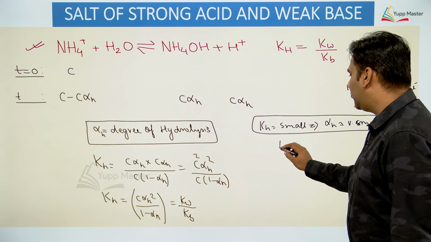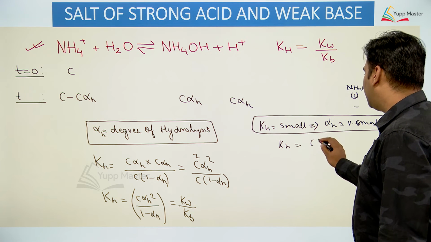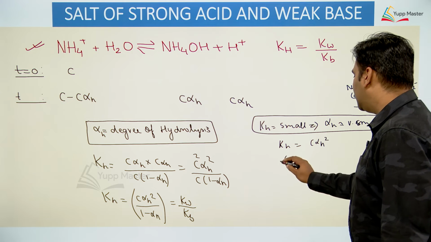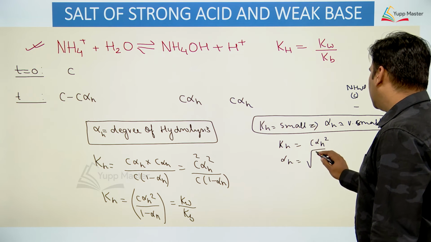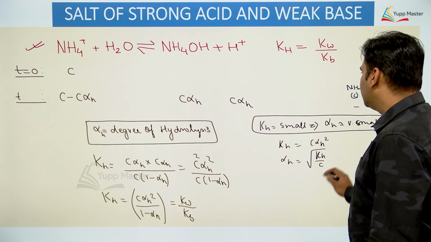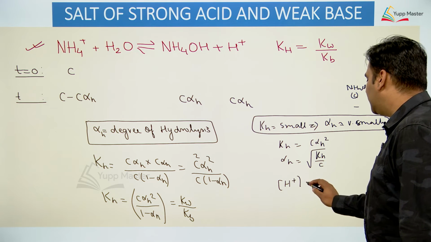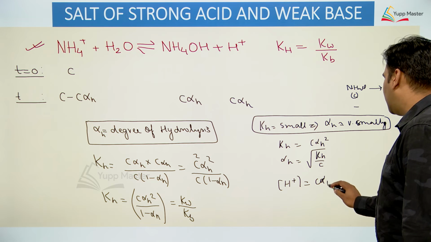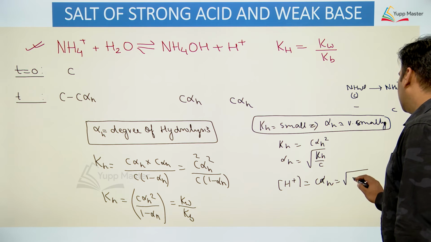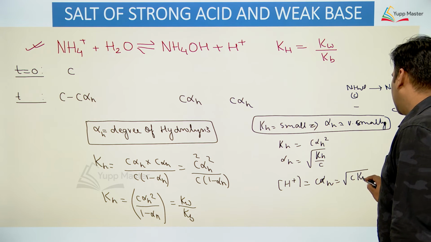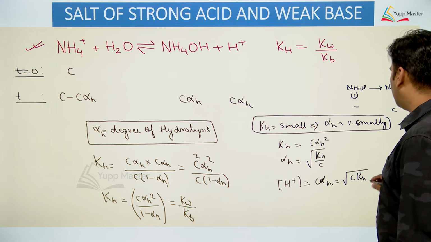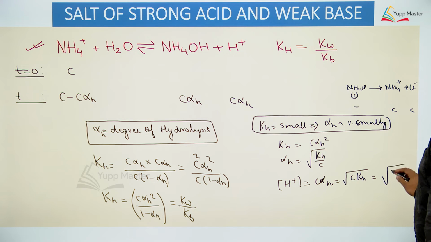So we can write Kh as C alpha_h squared. So basically alpha_h would be root of Kh upon C. Now we know that the concentration of H plus in the solution is C into alpha_h. So when you put this value back, we get root of C into Kh. Now if you put the value of Kh as Kw upon Kb, so this is the value of H plus.